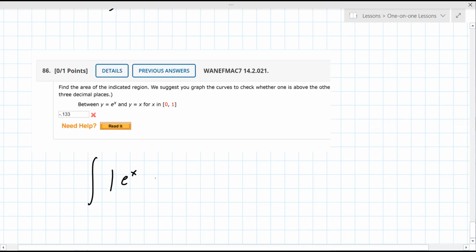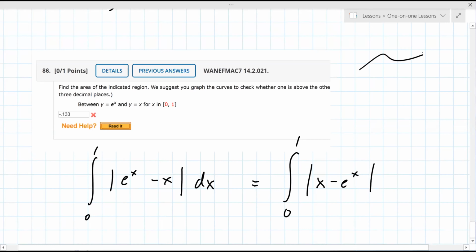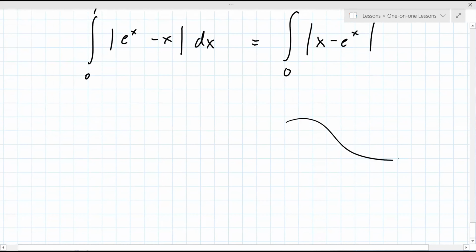This one's e to the x minus x from 0 to 1, but it's equivalent to the integral from 0 to 1 of x minus e to the x. What you're supposed to do is figure out which one's on top and which one's on the bottom. If they happen to intersect, where one's on top for part of it and the other is on top for the other part, you're supposed to break them up into two integrals. We're just shortcutting all that.